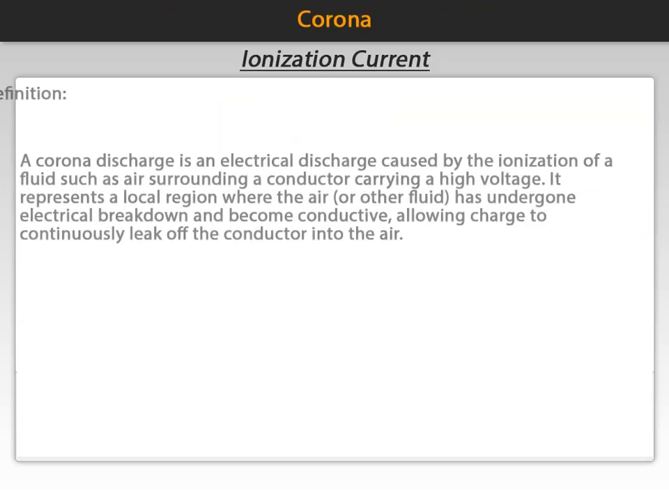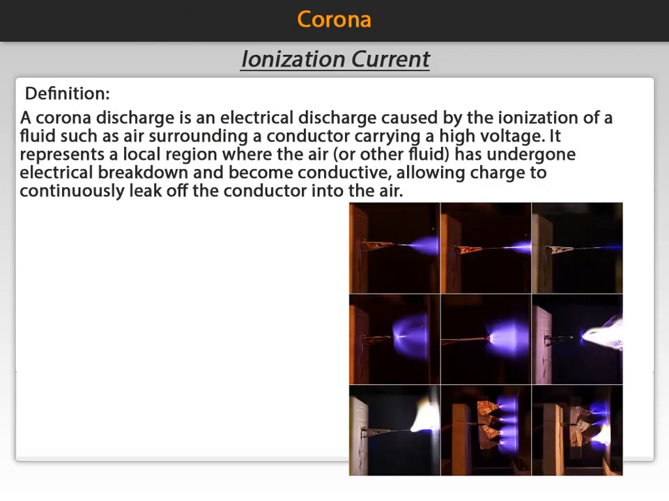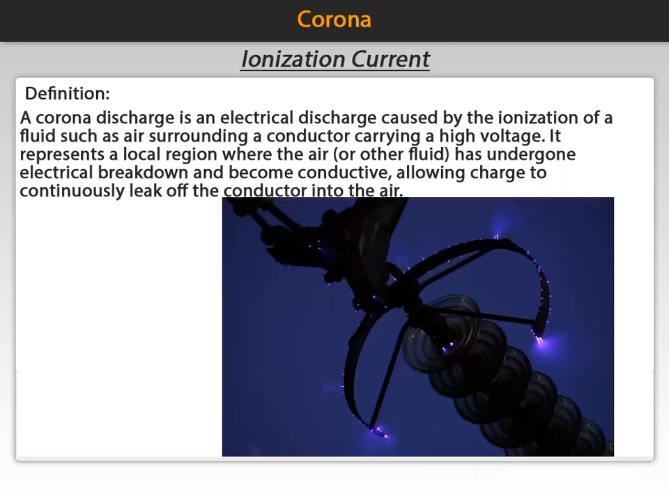A corona discharge is an electrical discharge caused by the ionization of a fluid such as air surrounding a conductor carrying a high voltage. It represents a local region where the air or other fluid has undergone electrical breakdown and become conductive, allowing charge to continuously leak off the conductor into the air.